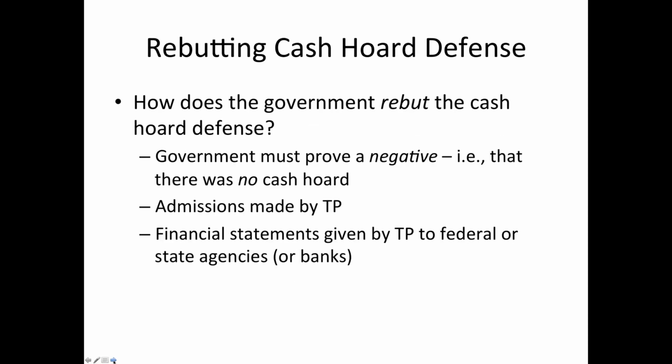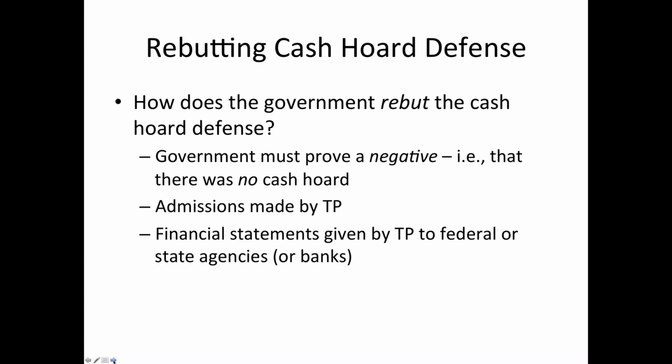How does the government rebut the cash hoard defense? I've already given you some clues. The government has to prove a negative, that there was no cash hoard. And so what they might do is they might rely on admissions made by the taxpayer. They might also rely on financial statements given by the taxpayer to federal or state agencies.